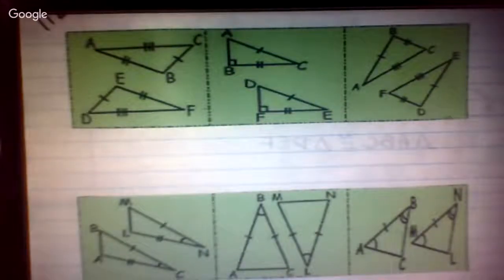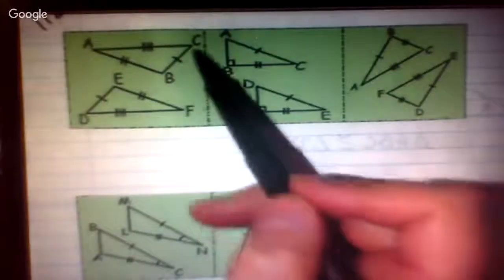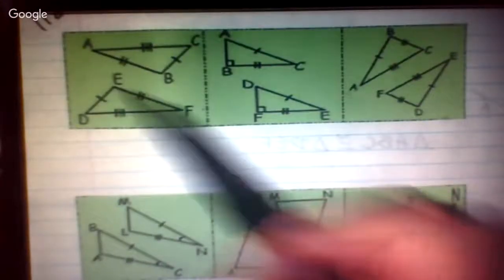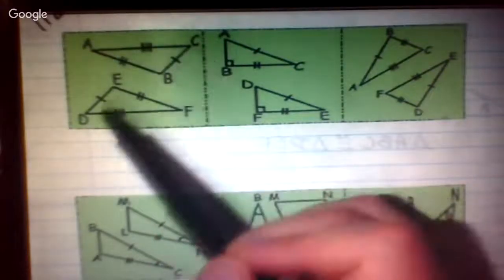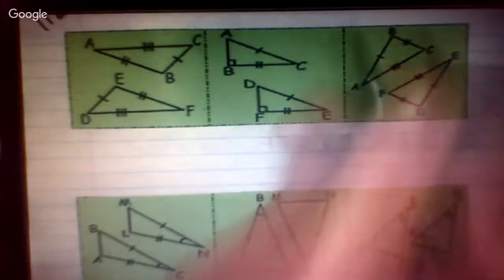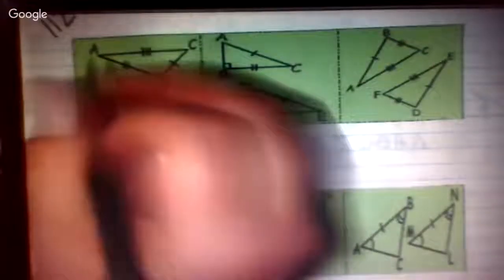So when you're given a picture like this, you need to pay attention to the little markings. See how CB has this one little mark on it? That means side CB corresponds to side ED. AB has 2 marks, so it goes with this side. AC has 3 marks, so it goes with this side. Those markings are there to show you the sides that are corresponding. So if I tell you triangle A, B, C.